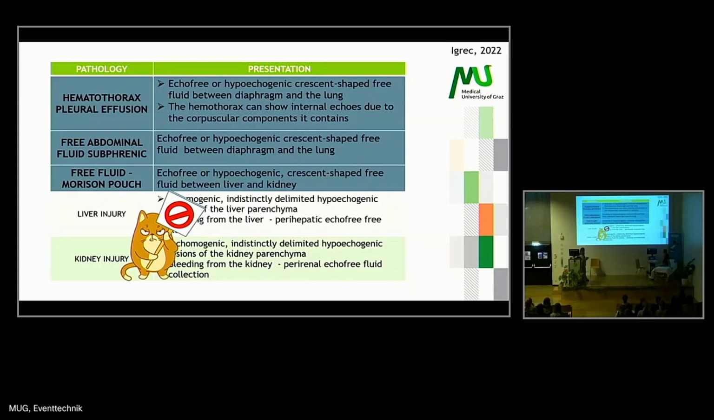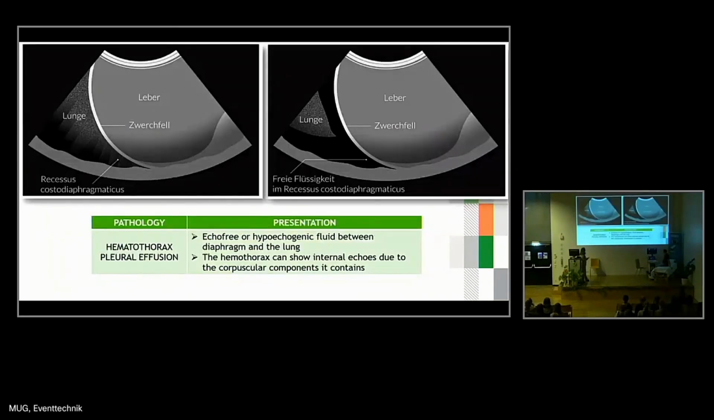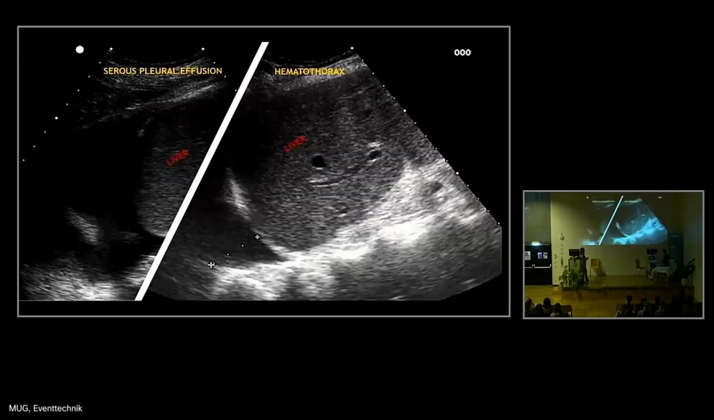We are not going to look at the organ injuries in eFAST. Okay, it is just a question of fluid. So to make it like a scheme, that's normal anatomy: liver, diaphragm, this white line, lung, and the fluid underneath. So pleural effusion, a fluid underneath the lung, is going to be shown like this anechoic structure here.